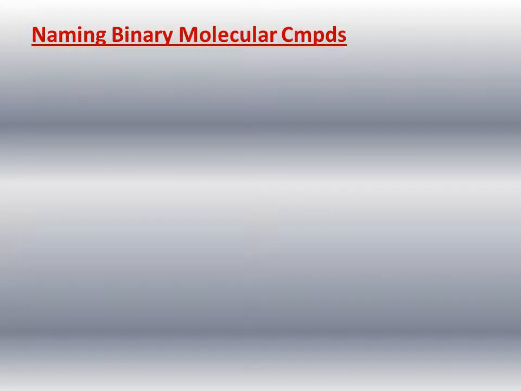So, how to name binary molecular compounds. Now I want to say a few things here first before we get started. Up to this point we said compounds are any two elements bonded together, and molecular are two atoms bonded together. Here's a clarification on things.